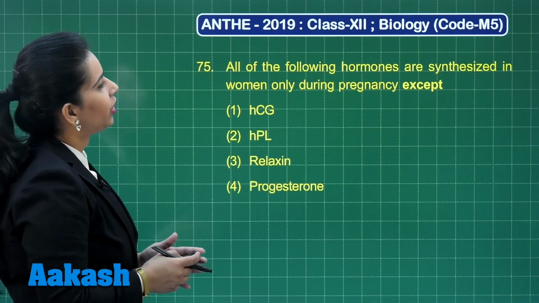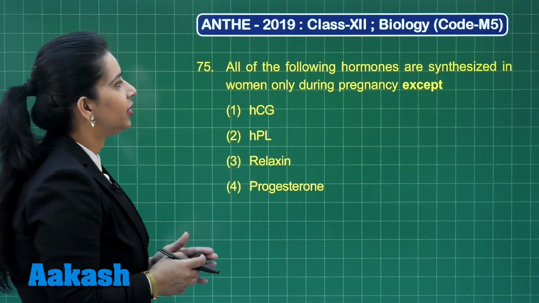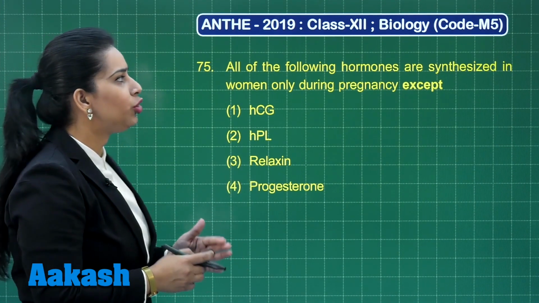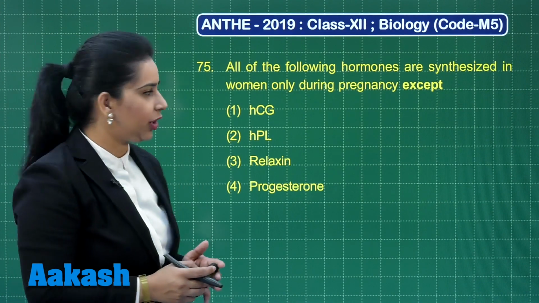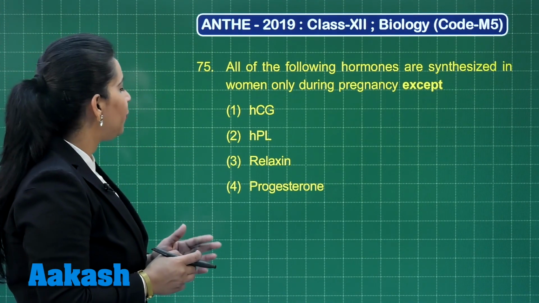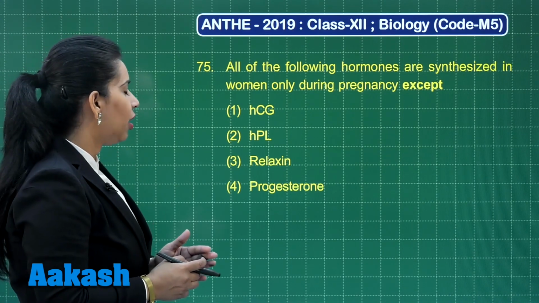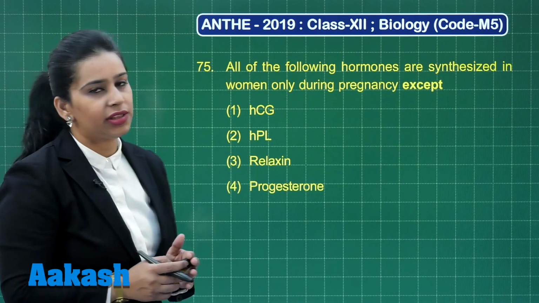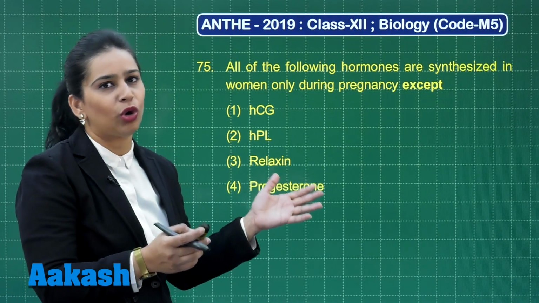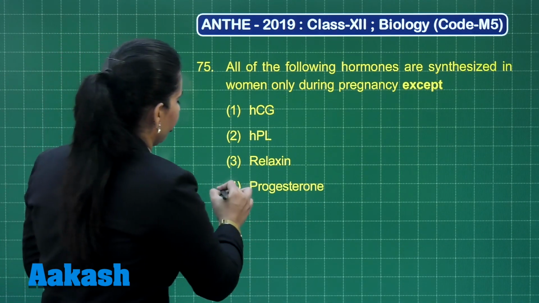Now this question asks us, all of the following hormones are synthesized in women only during pregnancy except: first HCG, that is human chorionic gonadotropin, second HPL, that is human placental lactogen, and third relaxin, fourth is progesterone. So yes, tell me what will be the answer. It's clearly option number 4.